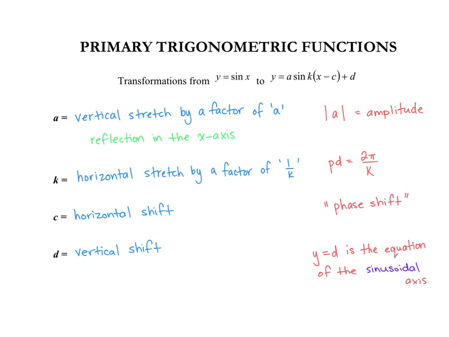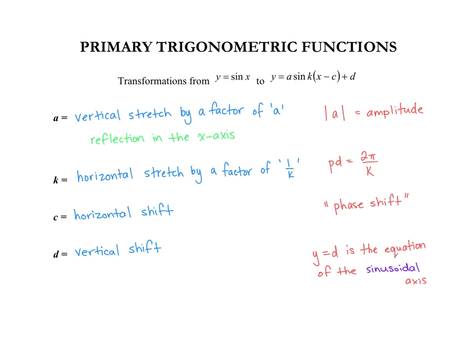So what you'll see labeled in front of you are the various transformations that we can see for a trig function. And so we'll just go through what each of those transformations are and how we can use them, and just to remind ourselves of what they are. So that a value out in front is our vertical stretch by a factor of a. And we also see it as a reflection in our x-axis.